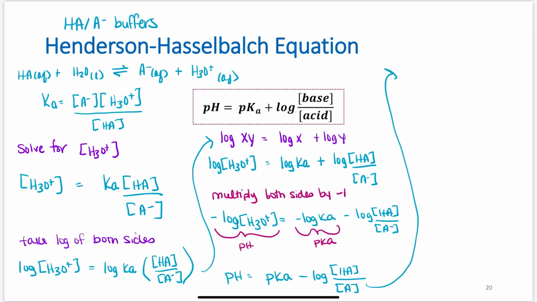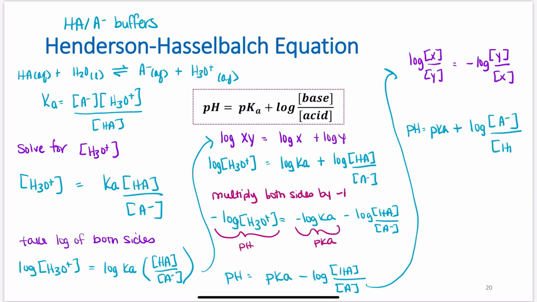Another log rule that I do not remember: if you have the log of x divided by y, this is the same as the negative log of y divided by x. So we rearrange this. We say pH equals pKa plus the log of the concentration of A minus over the concentration of HA, which is base over acid. Why do we do that? Because most often people are going to remember the plus log instead of a minus log.